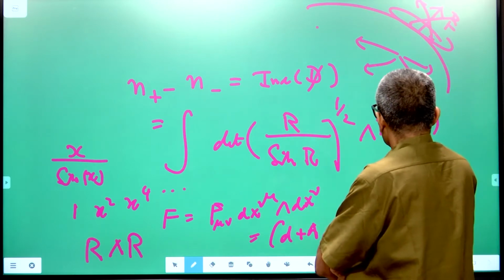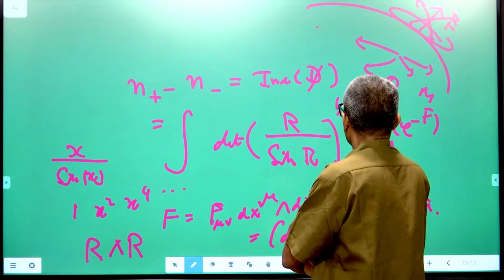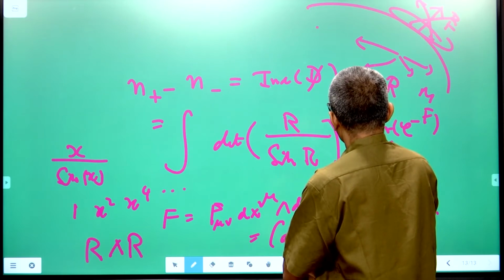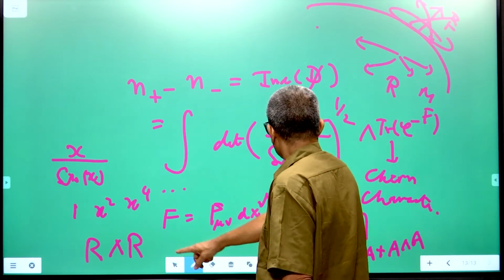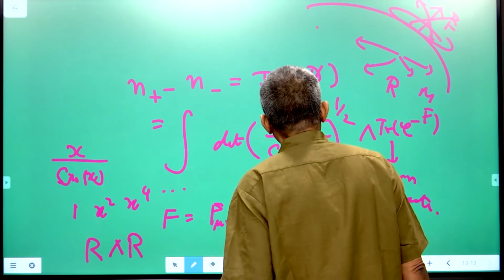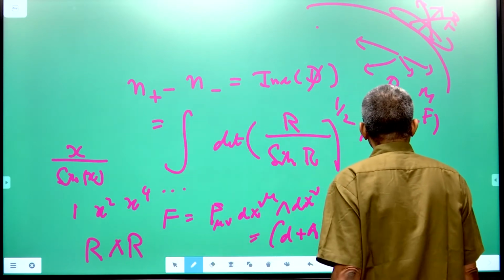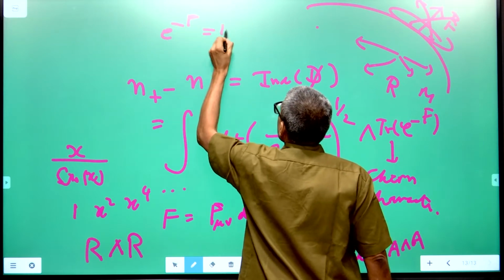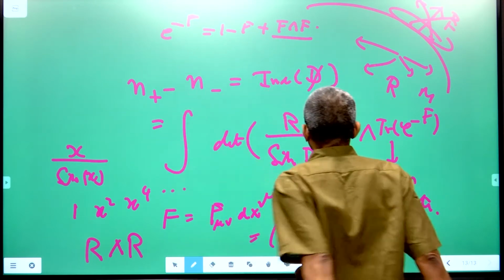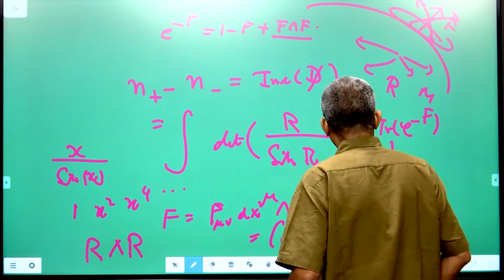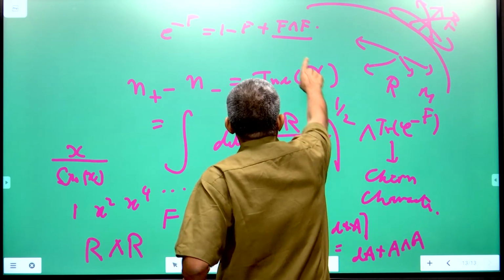So in 4 space you will have an R wedge R term coming from this. And if you look at the trace of e to the power minus F, expanding it you get 1 minus F plus F wedge F and so on. Since it is a 4-dimensional manifold, only the F wedge F term will contribute to the integral. Of course, in the case of flat spacetime, it is only F wedge F which will contribute.